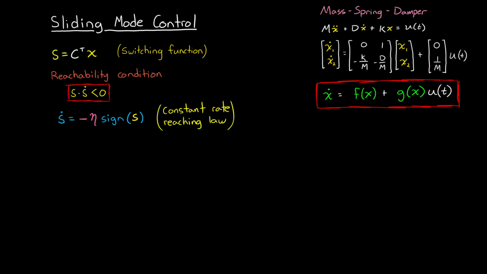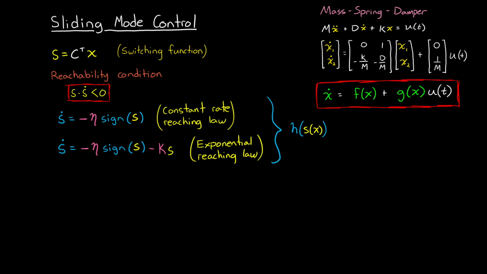Alright, so this particular equation is called the constant rate reaching law. And another popular one is the exponential reaching law. But there are many different kinds of reaching laws. Basically, anything that satisfies s times s dot less than 0 will work as a reaching law. And choosing one or another comes down to how you want the system to actually reach the switching surface, how robust you want it to be, and what kind of chattering you can handle. Alright, now instead of picking a specific one for this derivation, I'm just going to set it to the function h. Therefore, s dot needs to equal the reaching law h.